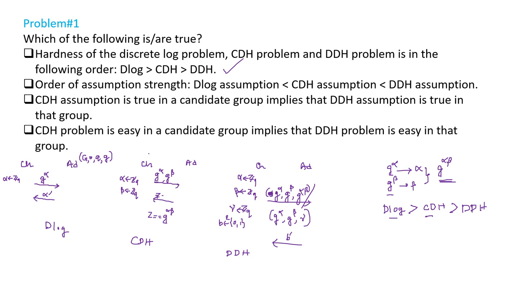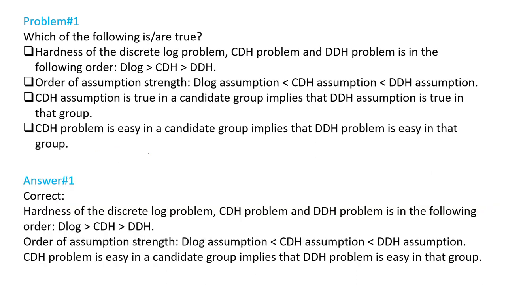Coming to the third statement, it says that the CDH assumption is true in a candidate group implies that the DDH assumption is true in that group. I already discussed that. Actually, the next statement, CDH problem is easy in a candidate group implies that the DDH problem is easy in that group, the last statement is correct. Okay, not the third one.